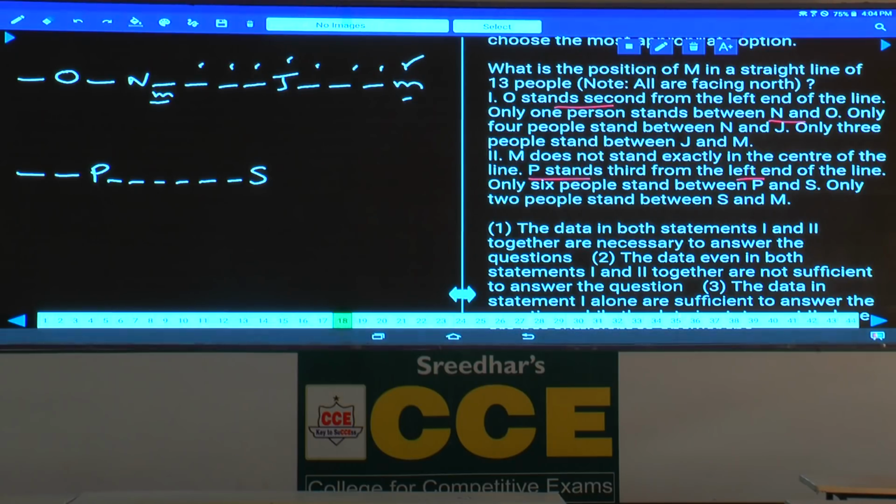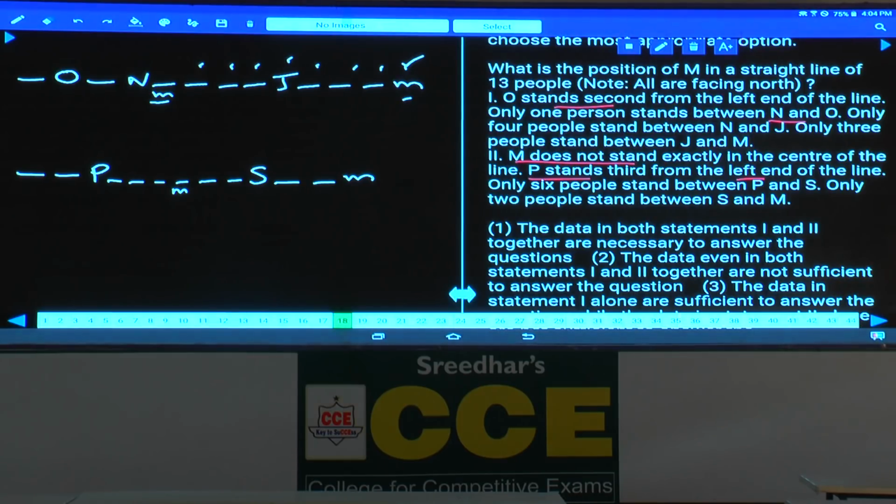Only 2 people between S and M. As only 2 people between S and M, M can be at this place or M can be at this place. How many possibilities do we have? 2 possibilities. And out of which one information is clearly given. M does not stand exactly at the center of the line. Exactly at the center among these 13 persons means M cannot be at the 7th place. Now, in this case, 1, 2, 3, 4, 5, 6, M. M cannot be at the 7th place. As M cannot be at this place, now we are left with only one possibility for M.